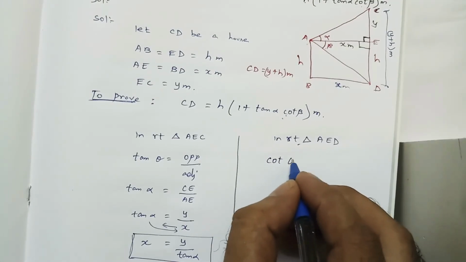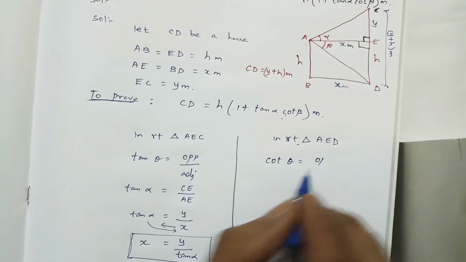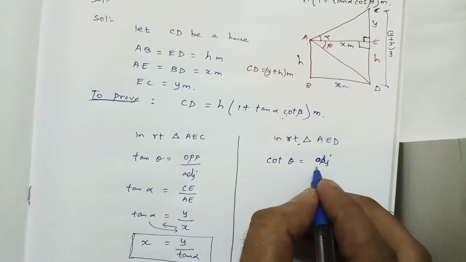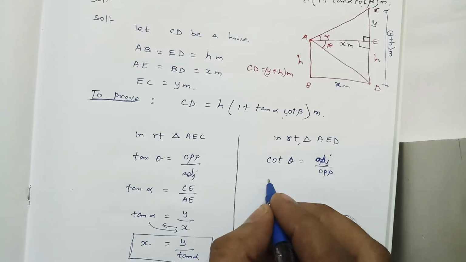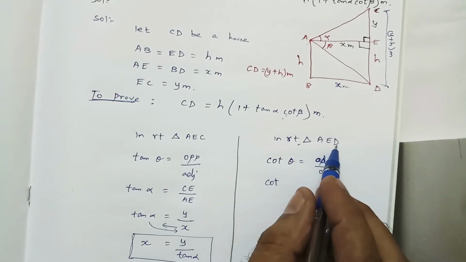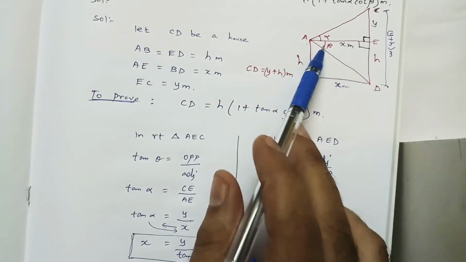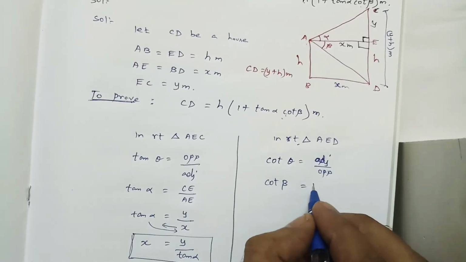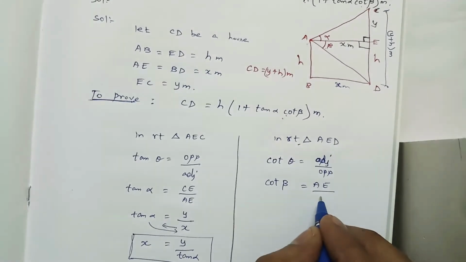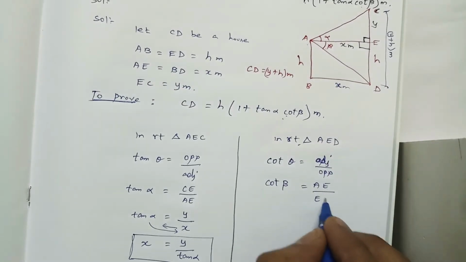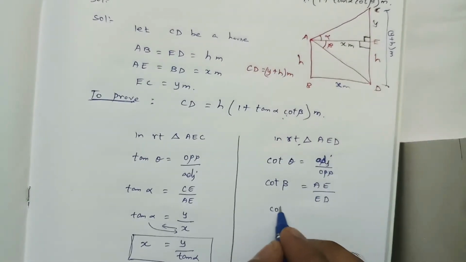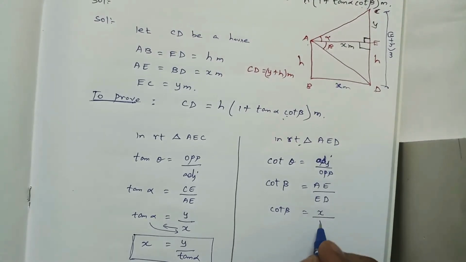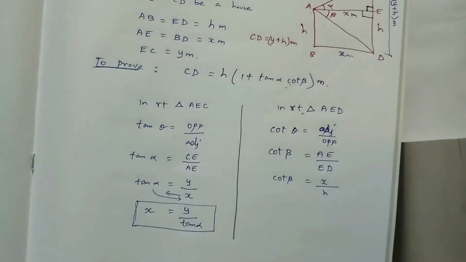So cot theta is equal to adjacent side divided by opposite side, right? What is theta in the triangle AED? Theta is beta. So cot beta is equal to adjacent side, that is AE, divided by ED. So cot beta you can keep as it is. What is the value of AE? X meter divided by H, right?